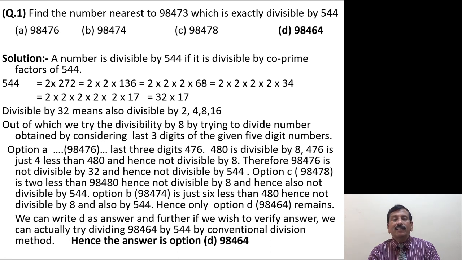So we pick up 8 and we try to divide by 8. Naturally, you find that some of the options are not divisible by 8, so they are eradicated. And we try to divide by 32. Resultantly, we get the proper answer. Go through the solution, you will appreciate the solution and understand the answer.